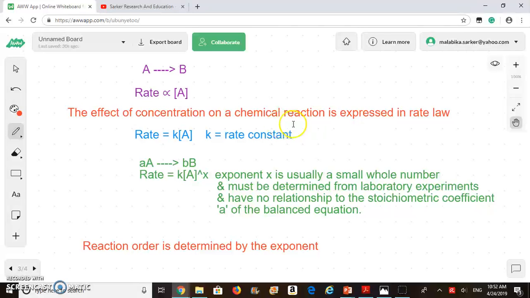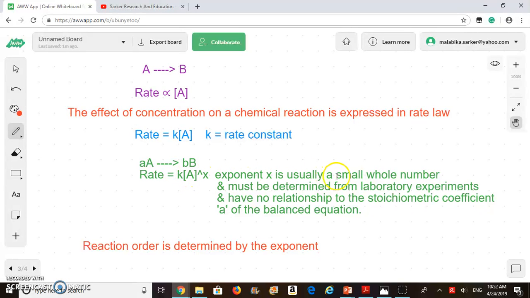The effect of concentration on a chemical reaction is expressed in the rate law, which is written as rate equals, because we are going to remove this proportionality sign and bring in an equal sign, we have to bring in a constant here. So rate equals K times the concentration of A, where K is the rate constant. Now if we have a reaction little a A goes to little b B, where small a is the coefficient of A and small b is the coefficient of B, we can write rate equals K, the rate constant, times the concentration of A to the power x.